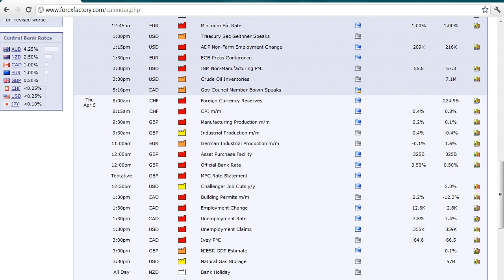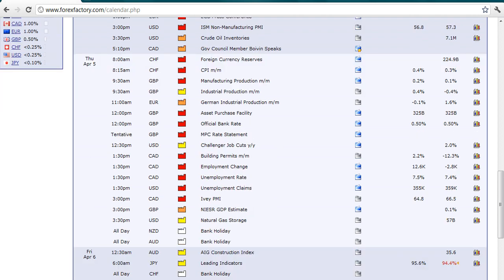And on Thursday, 9:30, we have some more UK data, manufacturing production month on month forecast at 0.2%, previously 0.1%. And more UK data at 12 o'clock. We have their interest rate decision as well, forecast to stay the same at 0.5%, low interest rates there, which follows the MPC rate statement. At 1:30 we have the weekly jobless claims forecast at 355,000, previous was 359,000. There's quite a bit of Canadian data there for any of you that trade dollar CAD.